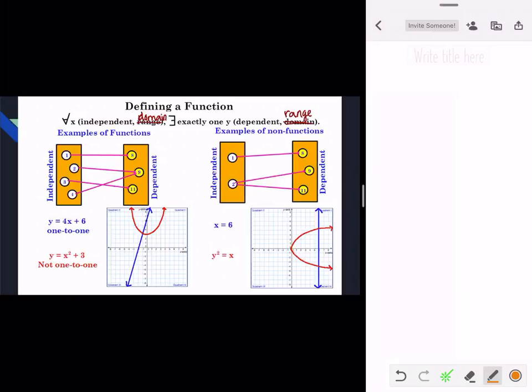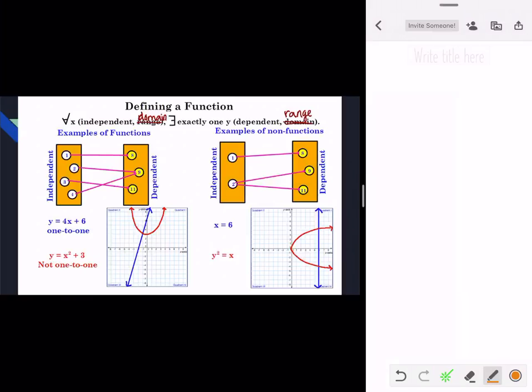If you look at the chart on the left of examples of functions, you can see that the 1 corresponds to the 8 and only 8, the 2 to 9, 3 to 11, and 4 to 9 respectively, but each x value only goes to one y value. An example of a graph that fits is y equals 4x plus 6, the linear line in blue on the left. As you can see, it is a function and also what you call a one-to-one function, because there is one x value for one y value.